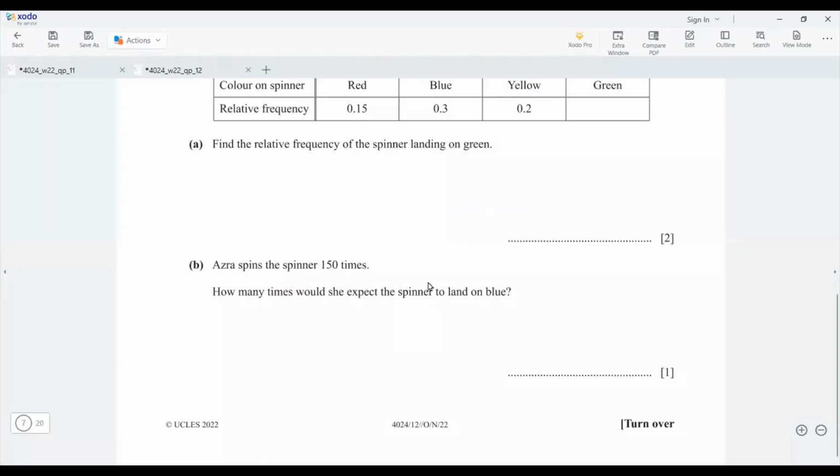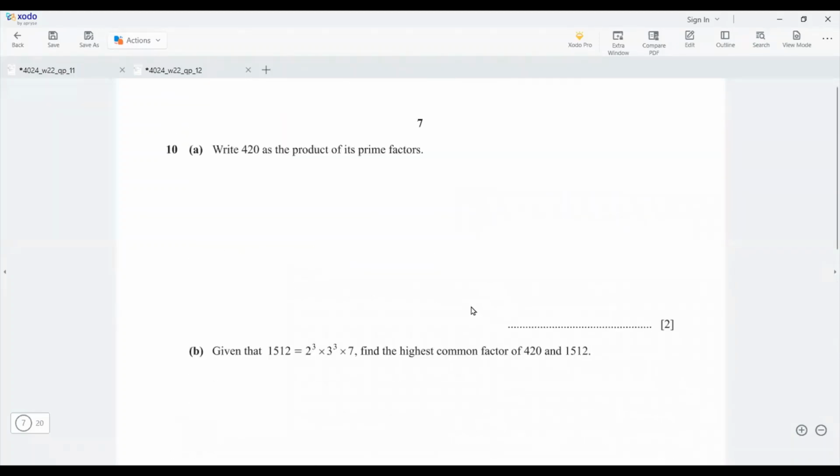So moving ahead to the next type of question. In the next type of question, we have to write 420 as a product of its prime factors. So we have to do prime factorization like this. 420, it's an even number, divided by 2. So 2 times 2 is 4, then next number is 2. It's 2 one time, and 0 is written as it is.